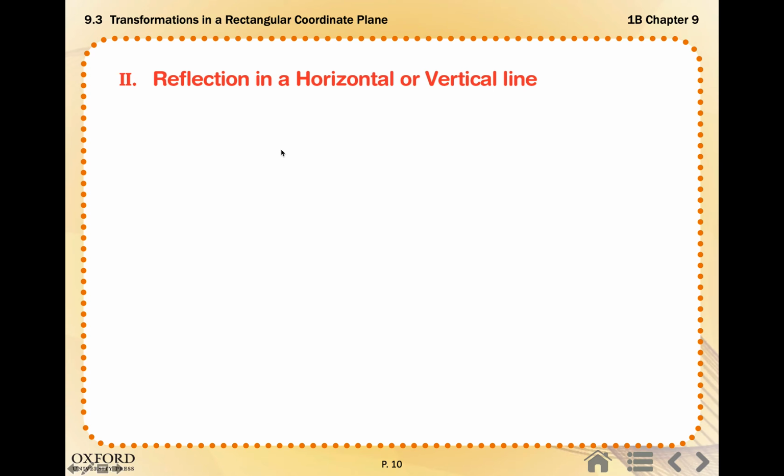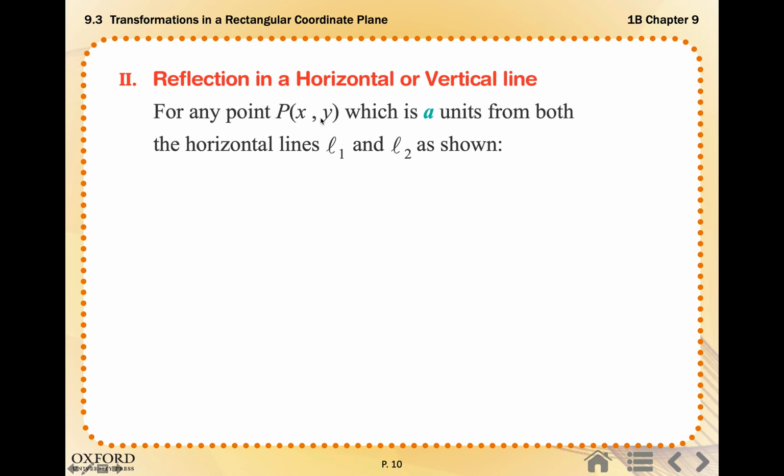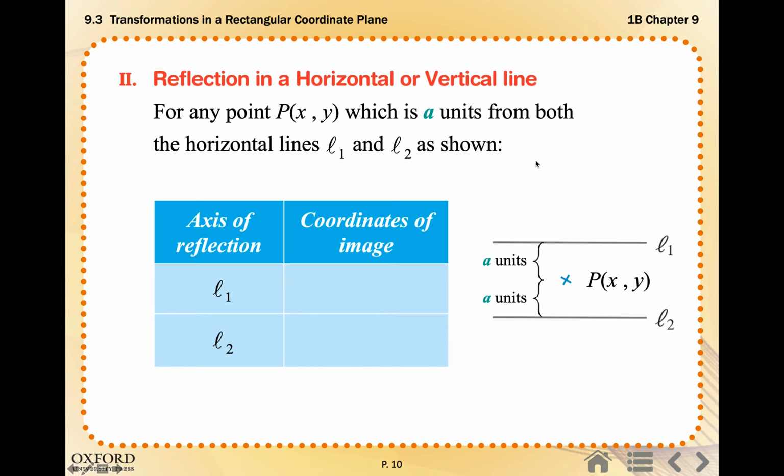And then the next one is to discuss the reflection in a horizontal or vertical line. Again, if we have a point P, x, y, which is a units from both horizontal lines, for example L1 and L2. The distance between the point P and L1 is a. Also, the distance between point P and L2 is a. And then how do we get the image after the reflection in L1 or L2? Let's look at the figure here.